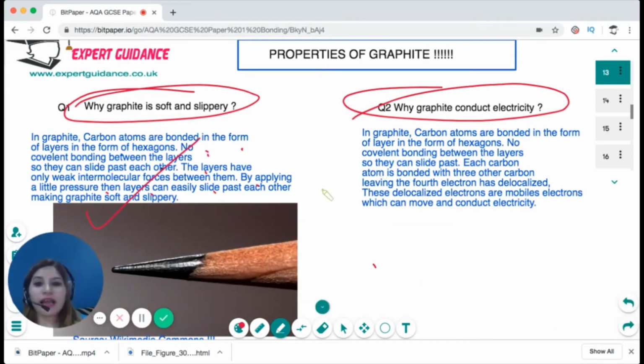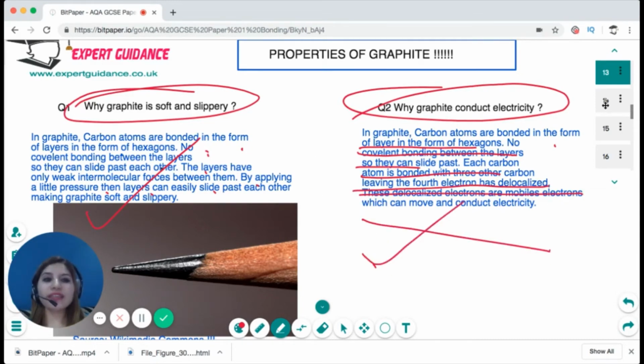On the other hand, in graphite, carbon atoms are bonded in the form of layers, in the form of hexagons. Each carbon atom is bonded with 3 other carbons, leaving the 4th electron delocalized. And these delocalized electrons are mobile electrons which move and conduct electricity.